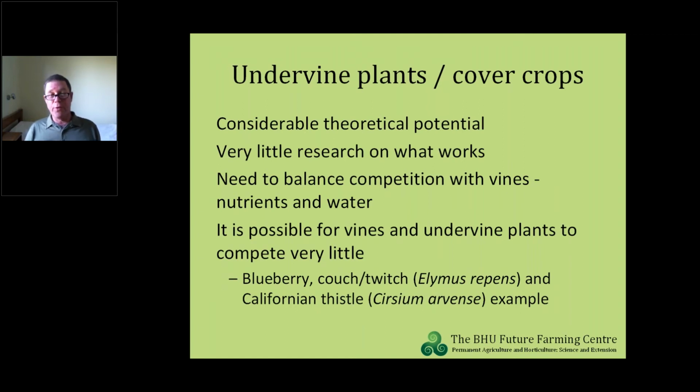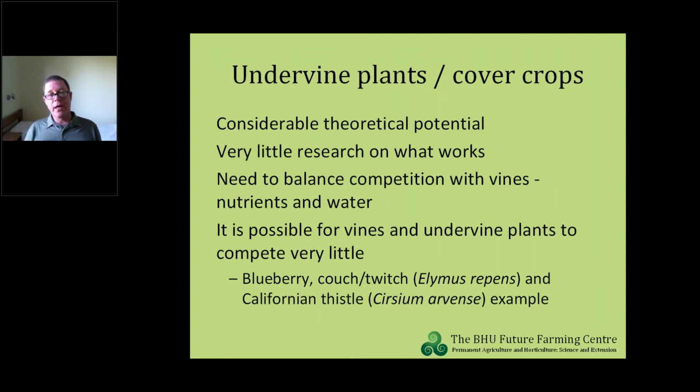But it's perfectly possible for vines and other perennial crops to survive and be very complementary with different undervine plants. And my favorite example actually comes from a Californian blueberry, high cane blueberry patch that I visited now many years ago. And they had two perennial weeds over there, what I call cooch or twitch. It's the rhizomatous grass that grows through the ground. And then they also had Californian thistle, which you guys probably call Canadian thistle. So that's the deep creeping thistle. And so they had these two types of weeds in this blueberry patch.